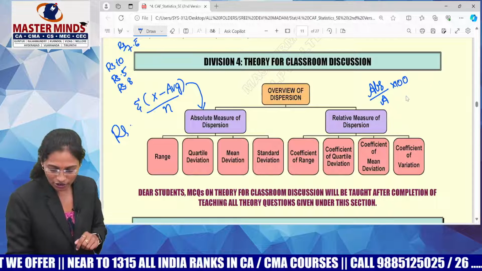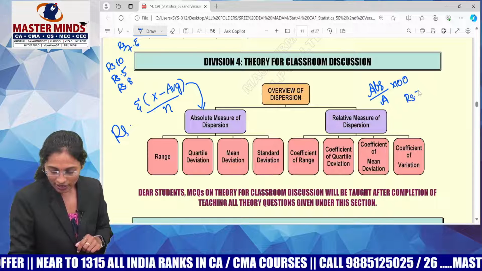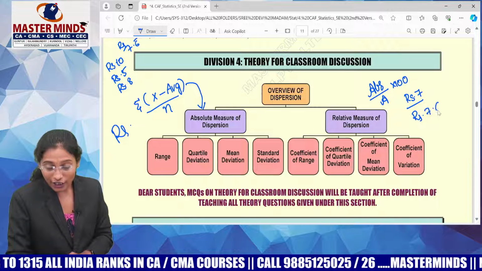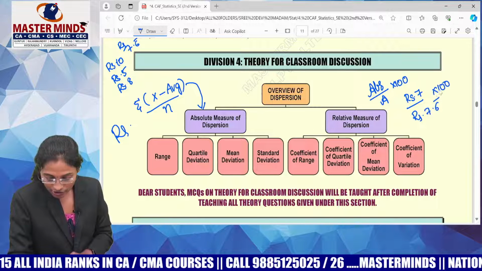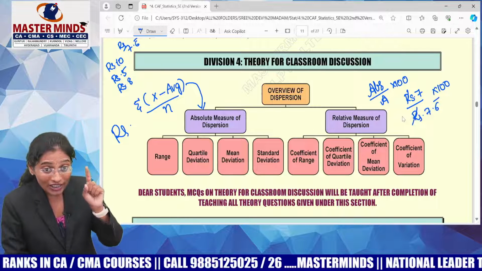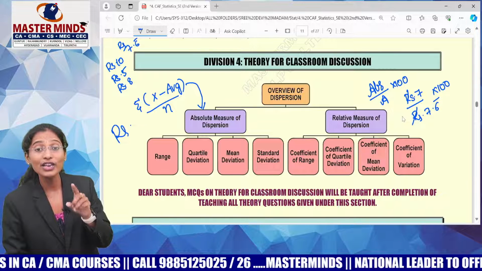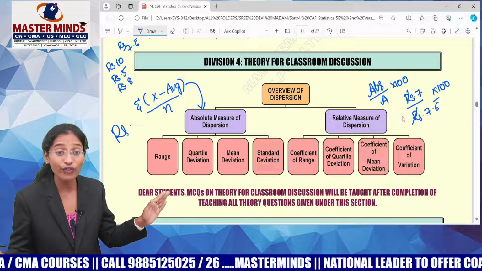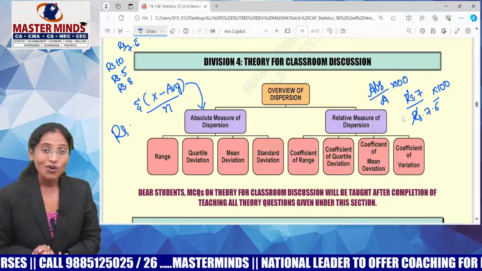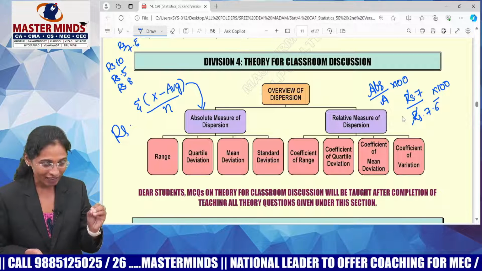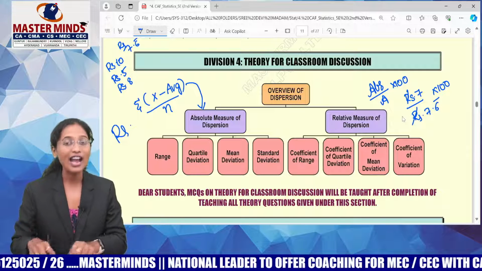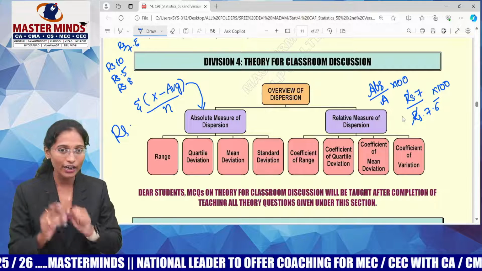So guys, absolute measure, let me assume that it is 7 rupees. What is your average? 7.6 rupees into 100. So this rupees will be cancelled, no? Yes, it means all the relative measures of dispersion are absolutely unit free and they are meant for comparison. So guys, whatever absolute measures we calculate here, we'll add a word called coefficient and we'll call them the corresponding relative measures.